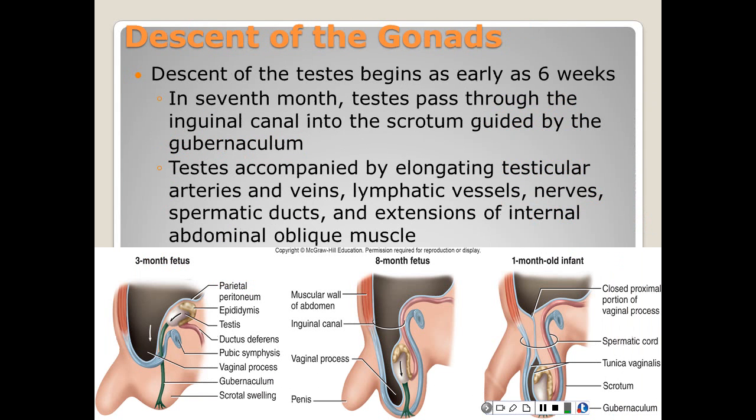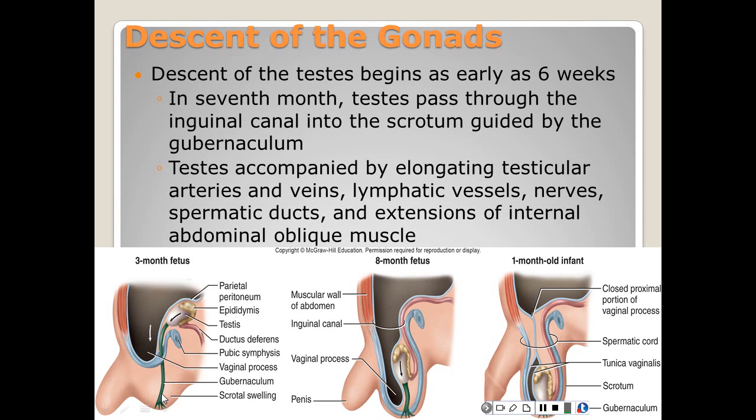Now, the descent of the testes begins as early as week 6. The superior part of the embryonic gonad degenerates, and the inferior part migrates downward, guided by the gubernaculum. So here's our gubernaculum, here's our testes, and they're going to shift downward, and this gubernaculum is going to guide them in the correct direction they're supposed to go.